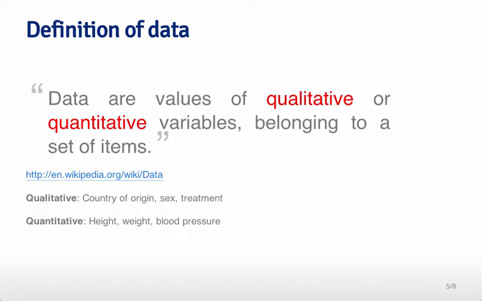Usually when we think about variables, we think about things like this. If you look down here at the bottom, we think about country of origin, sex, treatment, and quantitative variables like height, weight, and blood pressure. A lot of these measurements are actually derived from much lower level measurements. For example, blood pressure is actually measured by calculating a pressure measurement, and there's a lot of low-level things that go into calculating that pressure measurement.